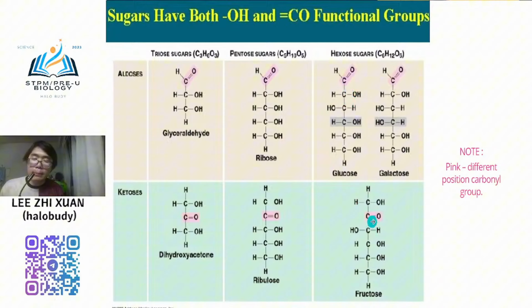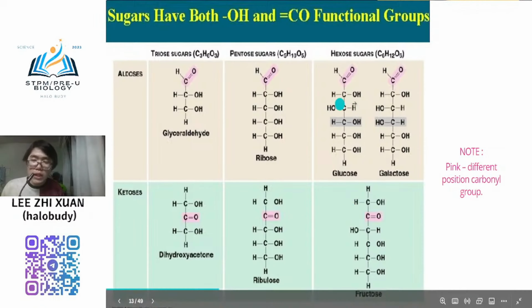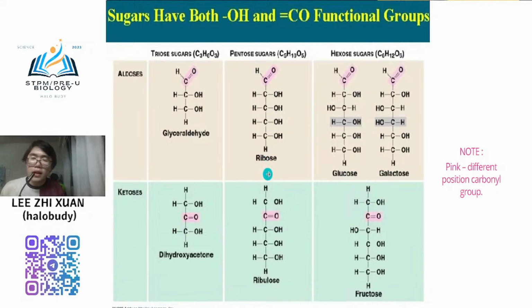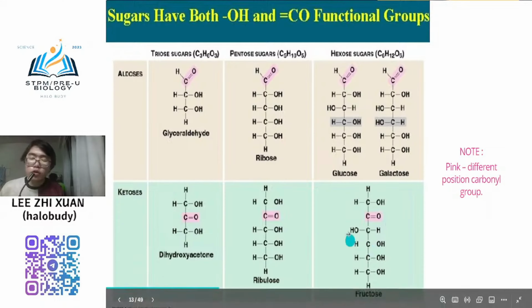This one is carbon number 2 at the middle part. Now the middle part is at carbon number 2. So you need to know how to draw it. You must know how to draw glucose, galactose, and fructose. And also ribose, you need to know it. But glucose, galactose, fructose are very important. You need to know their differences and the location of the carbon atom.